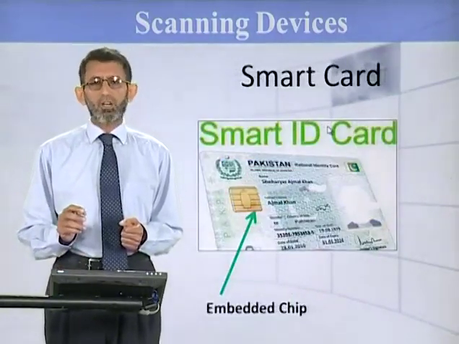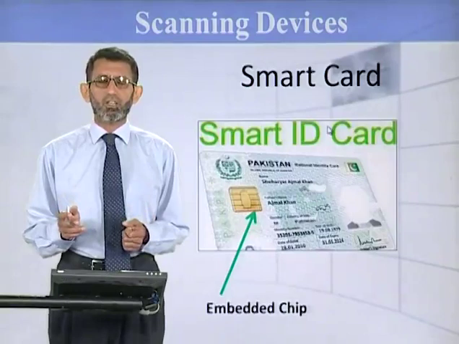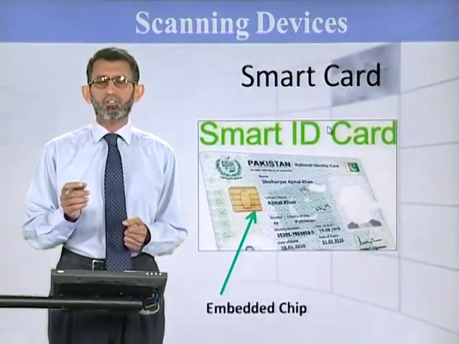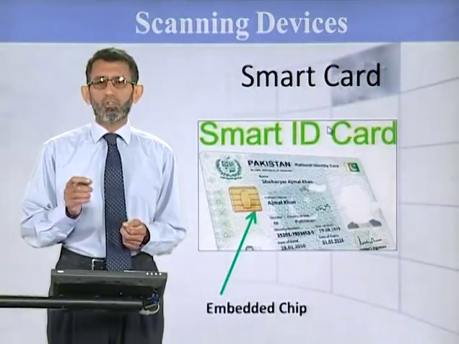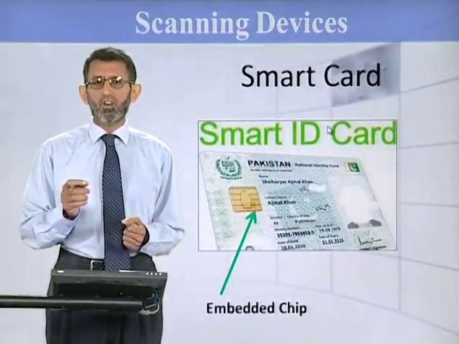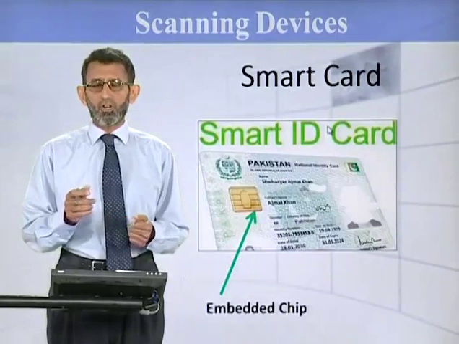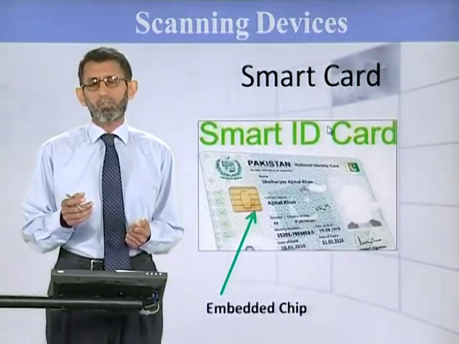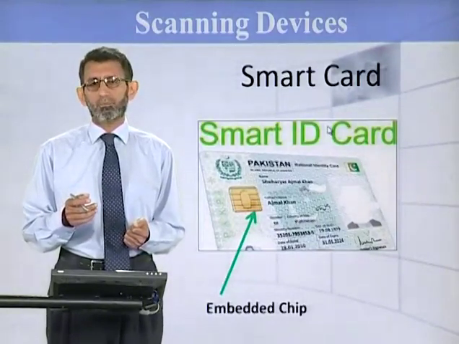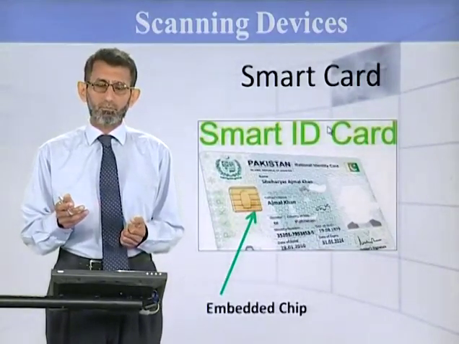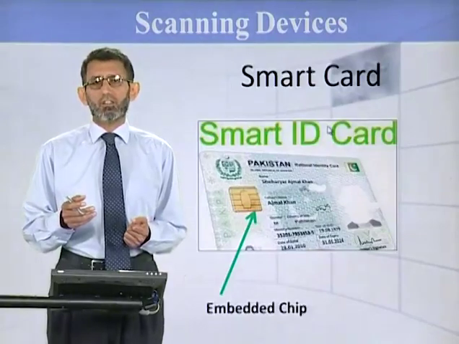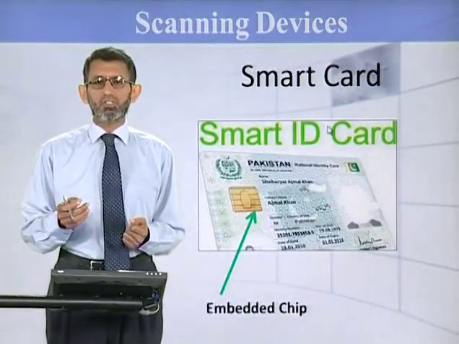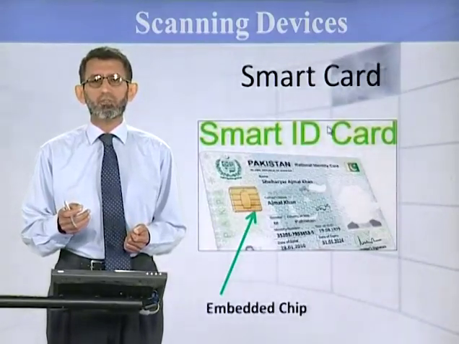Then we have the smart cards. For example, Pakistan has started using these smart cards. These smart cards have a chip embedded in them. You can put a lot of information on that chip. For example, we can store a person's blood type. We can store a person's date of birth, stuff like that. So in emergencies, if this information is required, this information can be extracted from that chip.